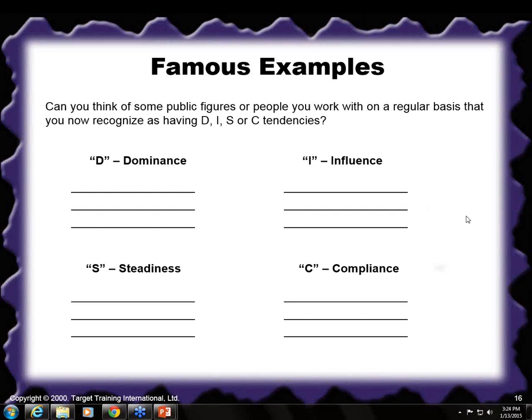Dominance are people who are leaders. So think of people in the military in general, they would quite often be a D as well. So if you think of General Patton, I'm sure you'll be thinking of a D. And that's to give you a quick idea on D, I, S, C.